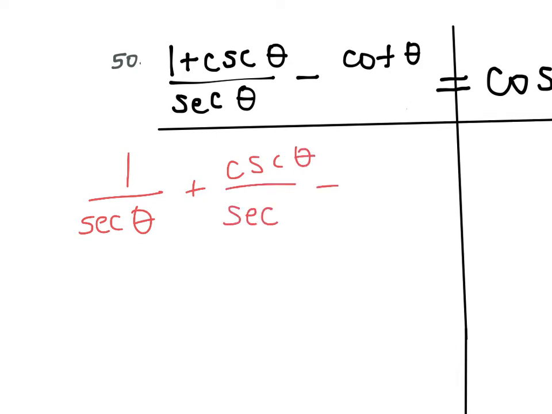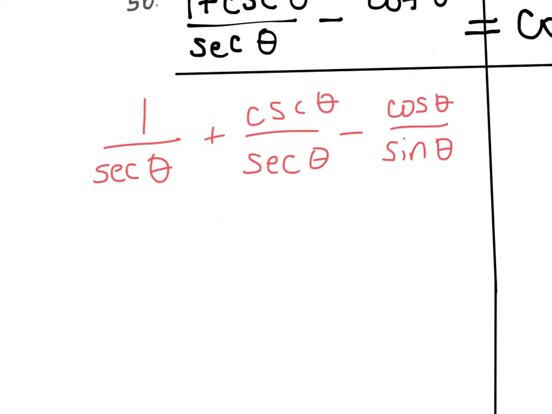And then I have minus, and I'm going to change cotangent to our most basic functions, which are sines and cosines. So I'm going to say cosine theta over sine theta. Now we're going to sit here and go, oh my goodness, what's the next step? What should I do now? Okay, so I'm going to simplify a little more, and I know from my trig identities that 1 over secant is the same as cosine, so I'm going to change this first fraction to cosine.